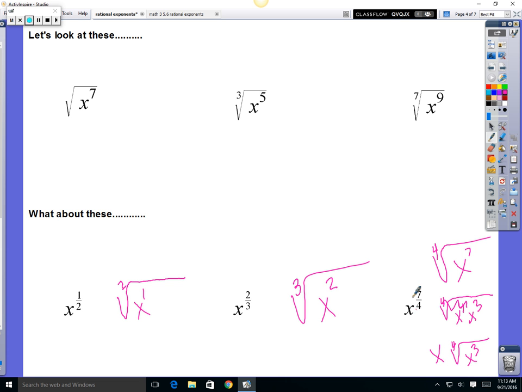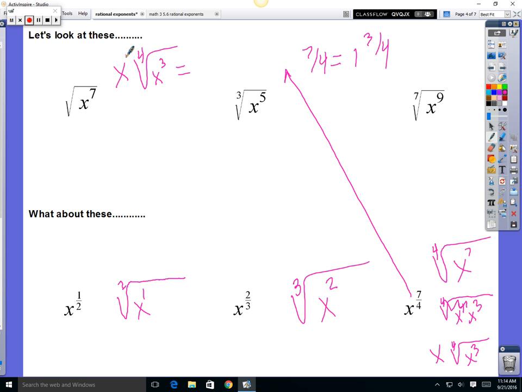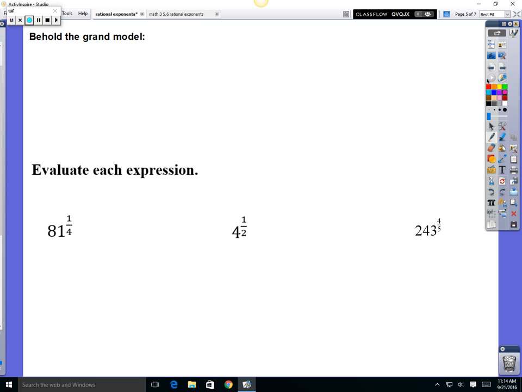Now check this out. Hopefully you can recall that 7/4 is the same thing as 1 3/4 back in your middle school days. So this guy right here, if I take x times the 4th root of x cubed, that is going to be the same thing. 1 group of 4 made it out, and then I have 3/4 of another. So I've got 1 3/4, 1 3/4. Pretty awesome. So here's the big idea. The grand model is this.